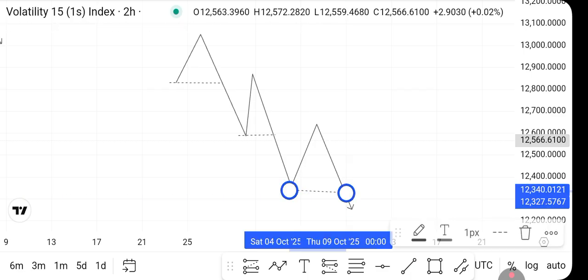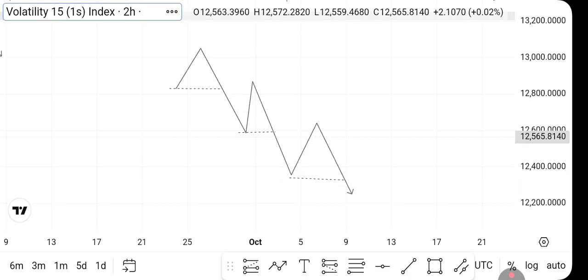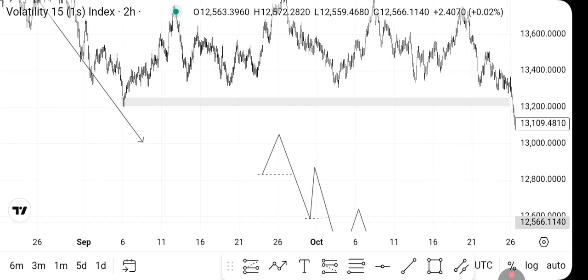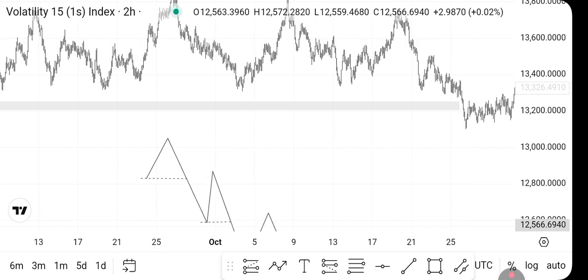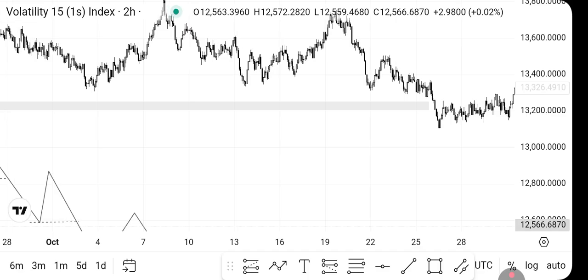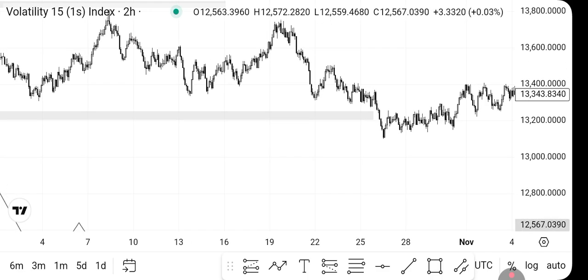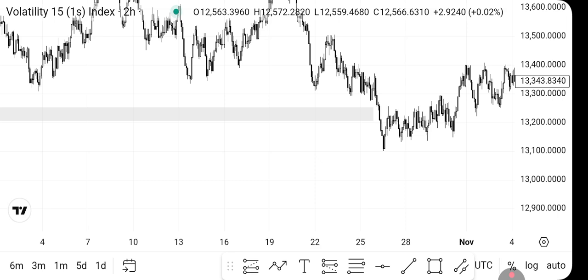See that? That's the proof that the market is not just stagnant, it's directional. And it's directional to the downside, right? Just like we have here.